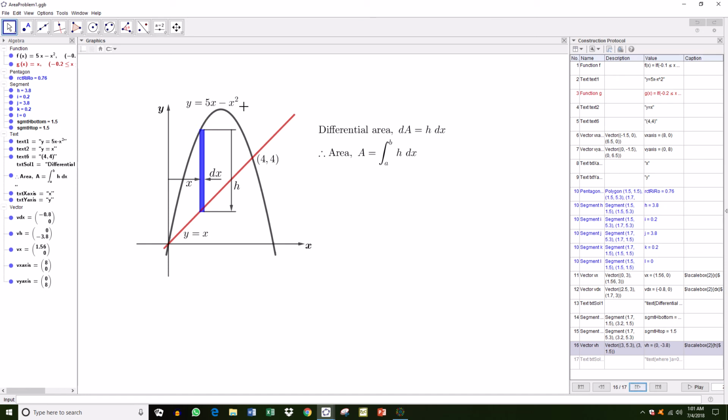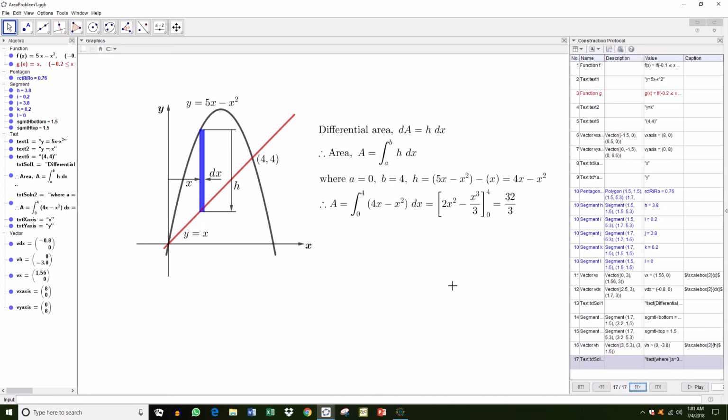Right? So 5x minus x squared is the y value here, and by the same argument, x is the y value here, simply because this curve is y equals x. So this point has an x value of x and a y value of x as well. Okay, so we would have a equals 0 to b equals 4, right? The x value here is 0 and the x value here is 4. So a is 0, b is 4.